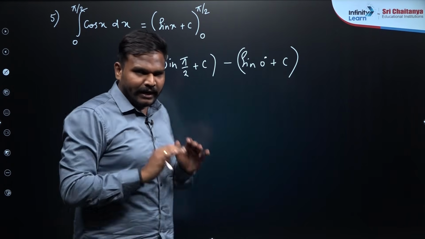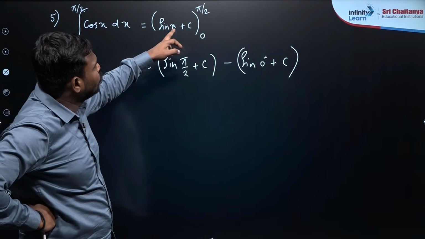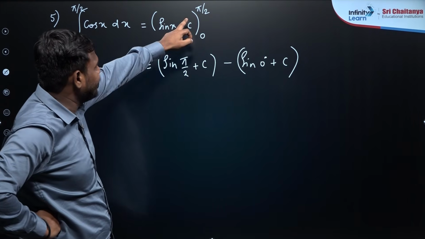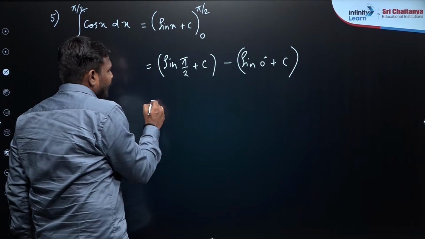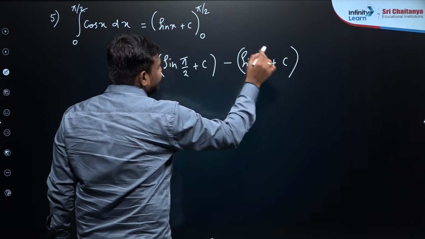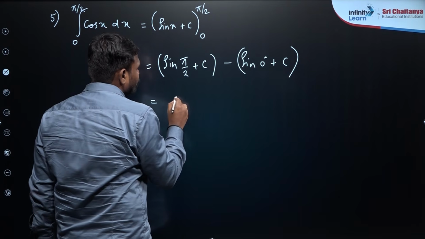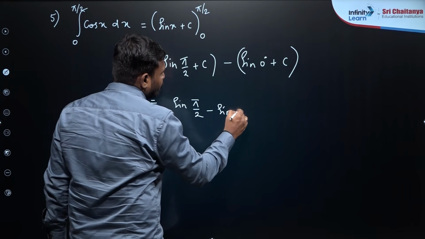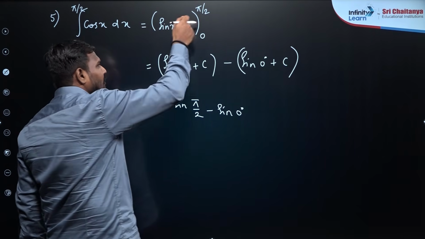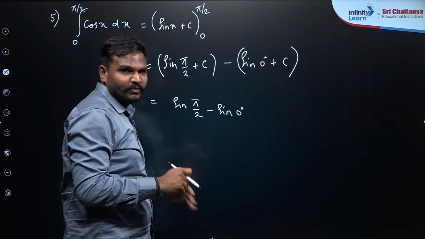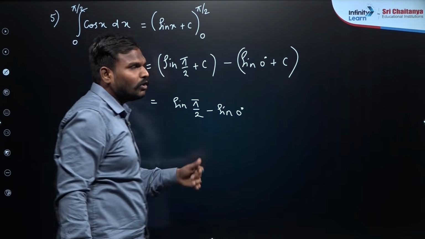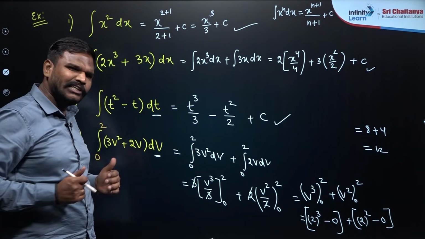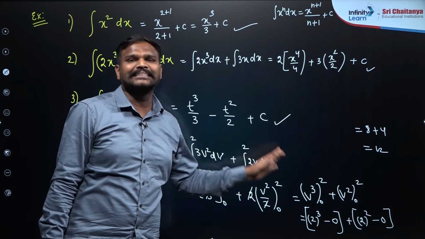So in definite integration, there is no need to write plus c, because whatever the constant was, when you put upper limit minus lower limit, c minus c is anyway going to be 0. In the upper limit also the same constant, and in the lower limit also the same constant will come, and this minus this will become 0. So whenever you are writing definite integration, you can consciously skip writing plus c.